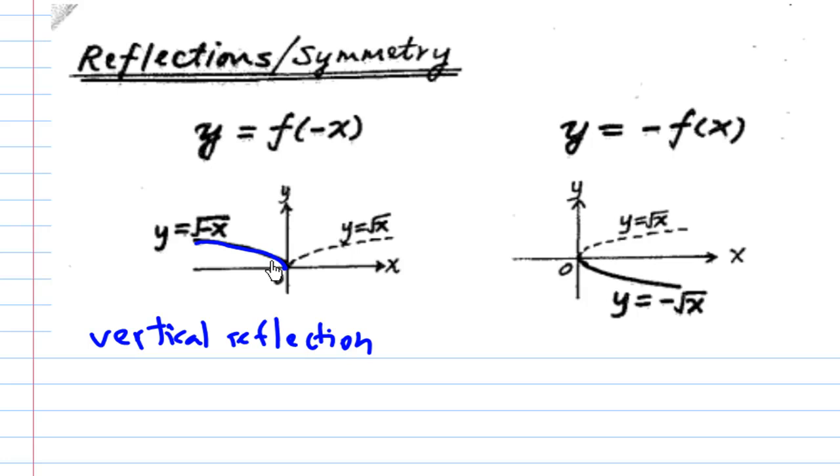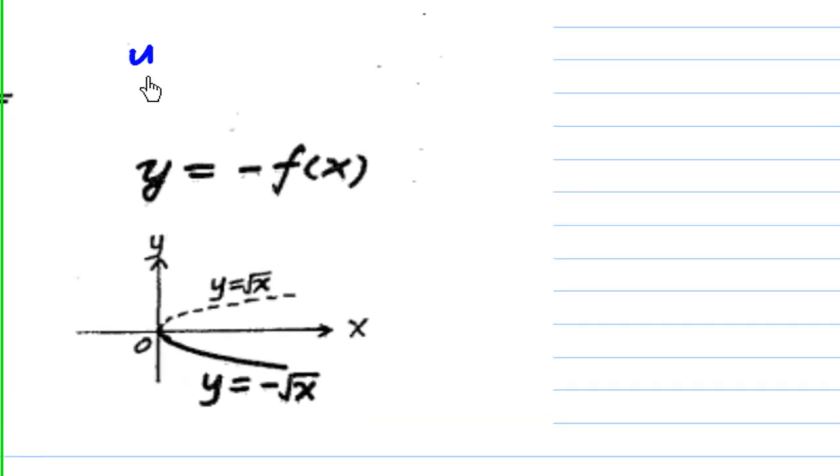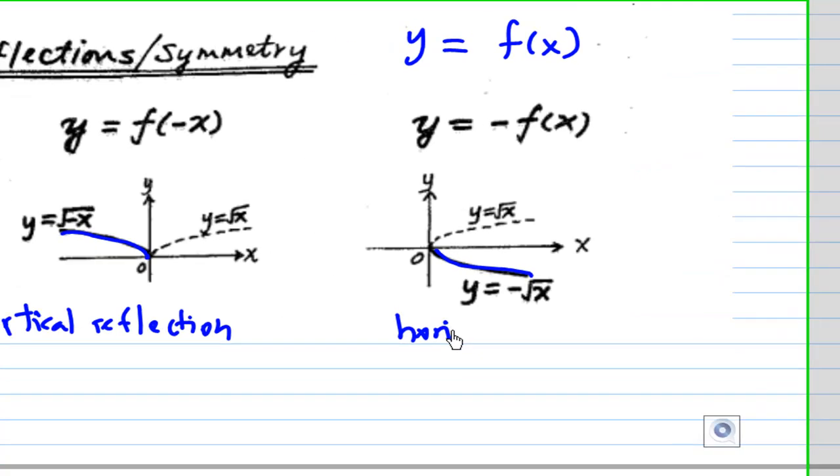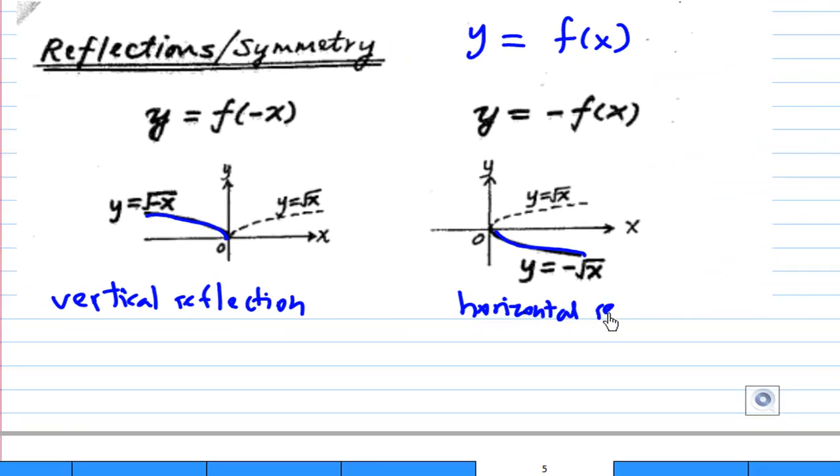Now, can we do a reflection in horizontal in the x-axis? Yes. If you have y equal to f of x, now you insert a minus sign in front, then this is the same as doing a horizontal reflection. So if you have y equals square root of x like here, after reflection in the x-axis, you get this. Alright, so this is horizontal reflection in the x-axis, whereas the one I have on the left is vertical reflection in the y-axis.